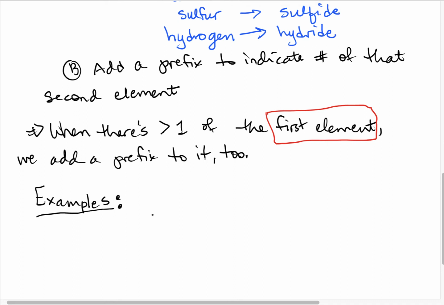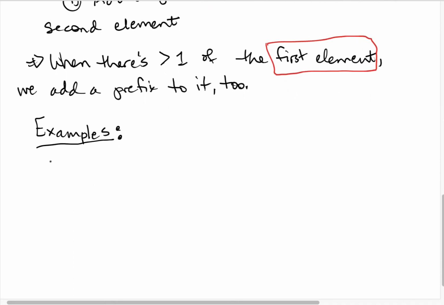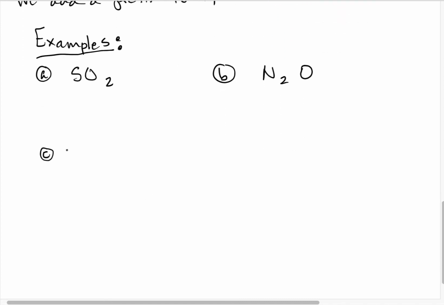I'm going to write some up here and you can give them a try. So let's try SO2, N2O, PCl3, SF5, NH3. Pause the video and give these a try, and then we'll check and make sure that you've got the right names on them.